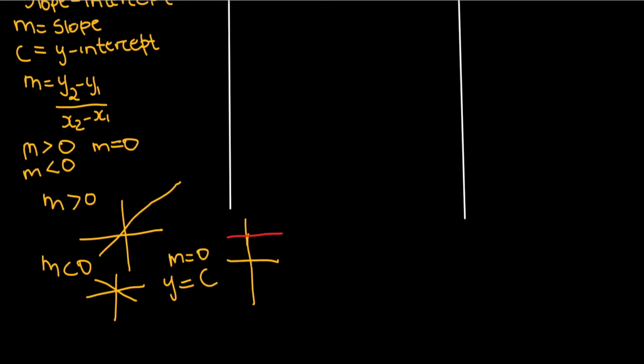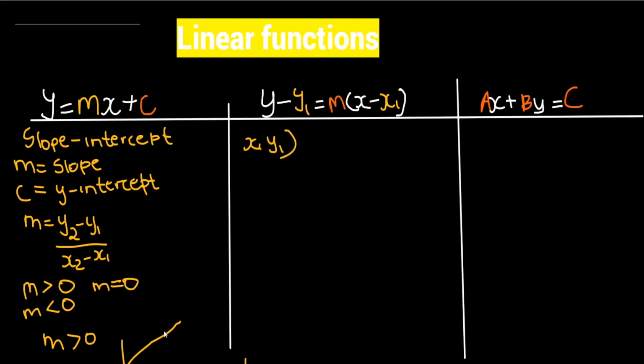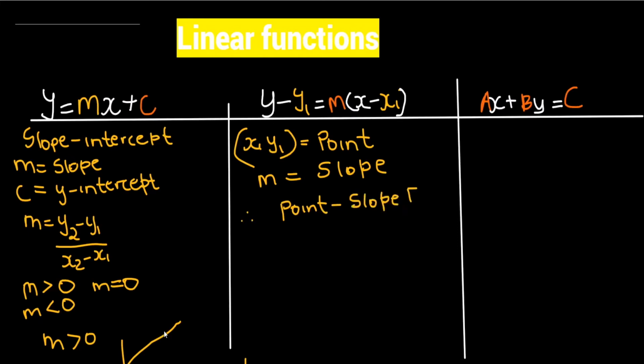In the second equation, you have x1 and y1 as your points, and you have your m as your slope, and that is the point-slope form. You use this equation when you have m and x1, y1.